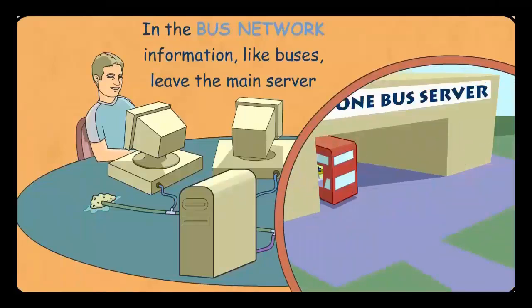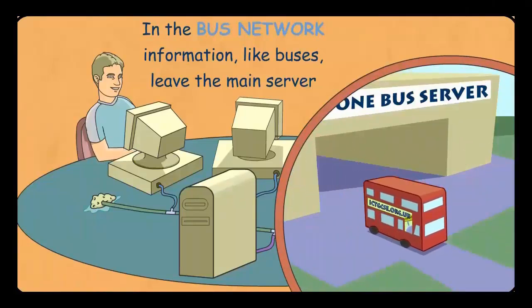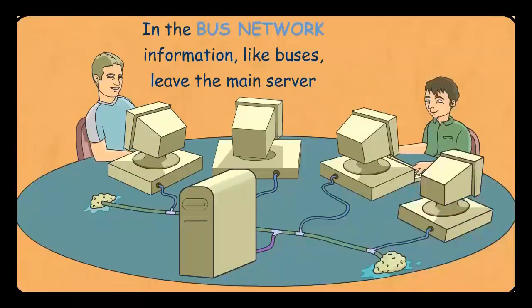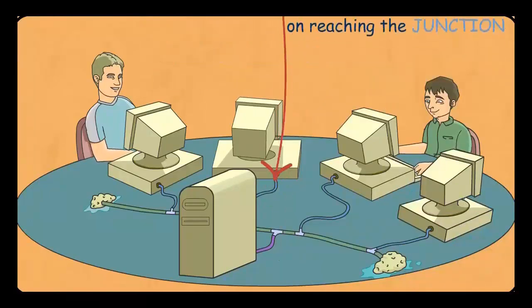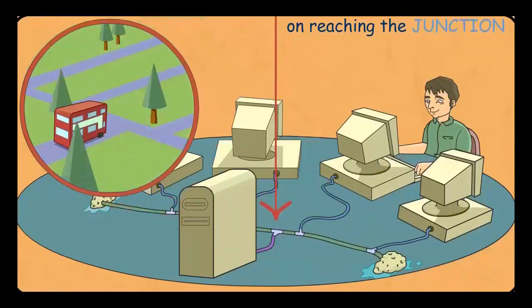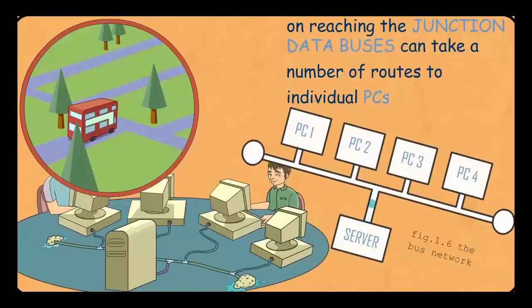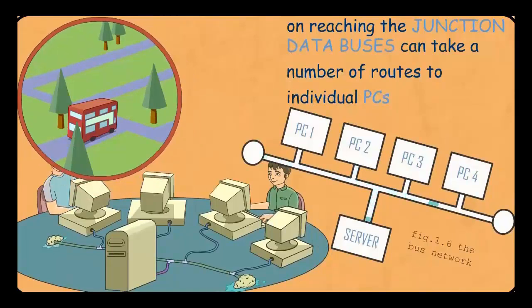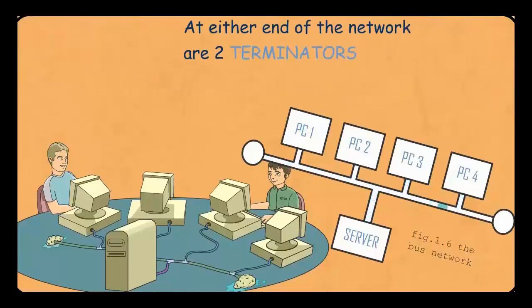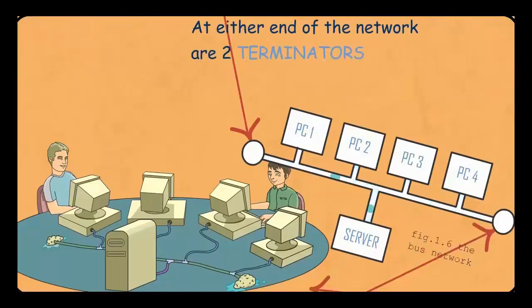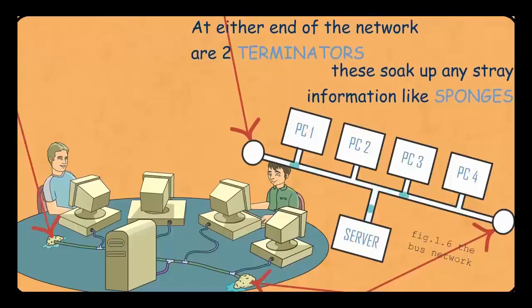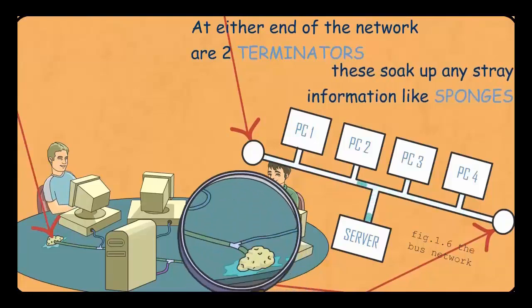This is for the bus topology. In the bus network, the information, just like a bus, leaves the main server and then it has plenty of options to go to various computers. On reaching the junction, just like a bus, it has many routes which it can take to individual PCs as shown in the animation. At the end of the network, these two sponges, that is the terminators, are present to soak up any stray information that was not intended to go to any of the PCs.